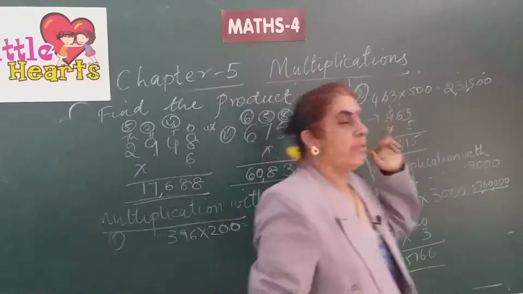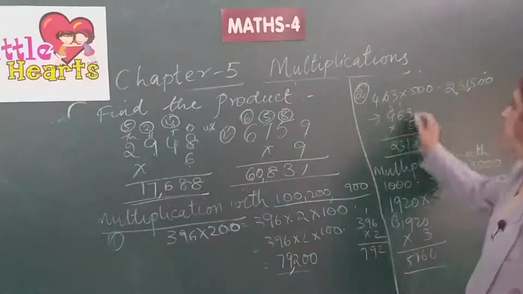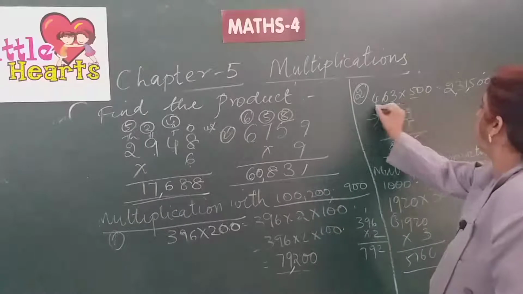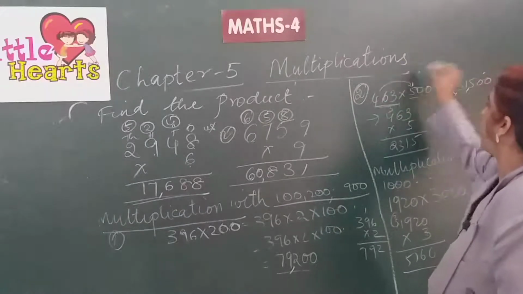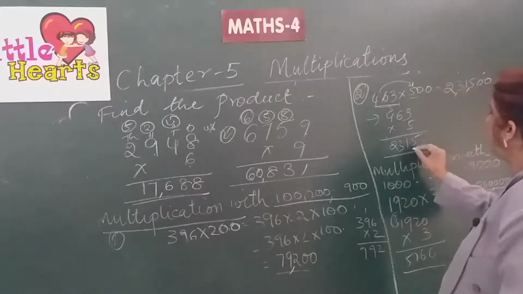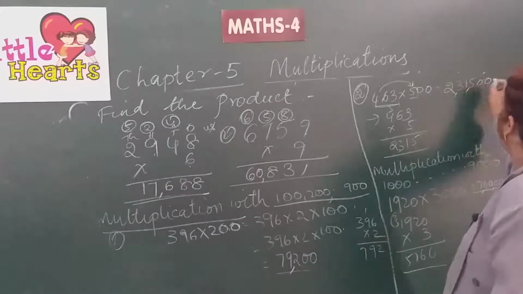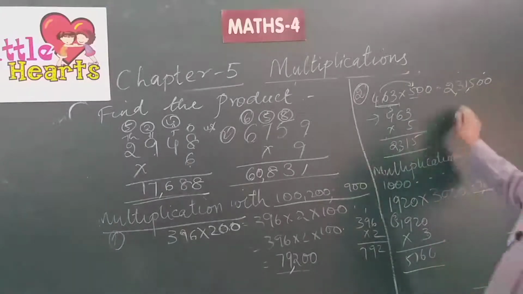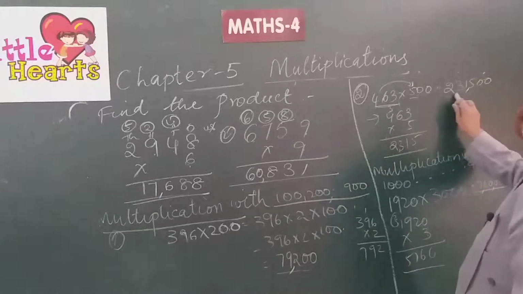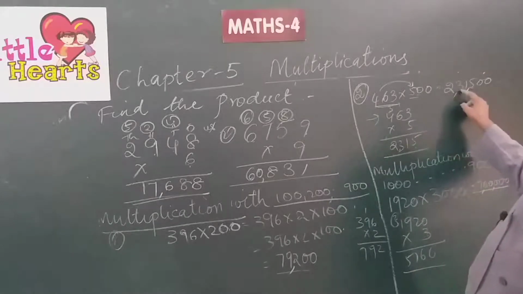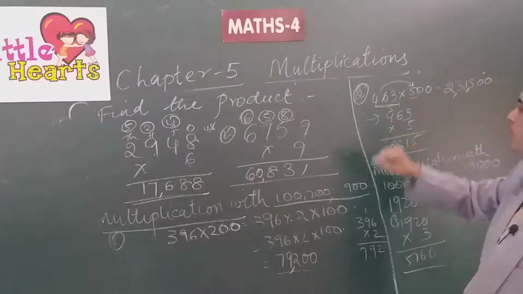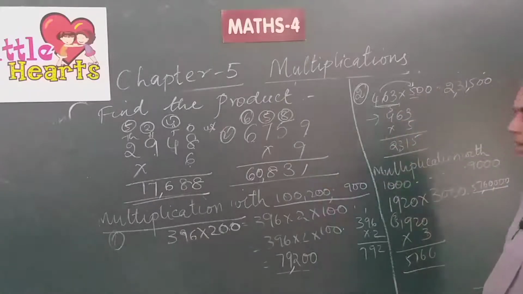Next, 463 into 500. Here also, multiply the numbers first, 463 and 5. 463 into 5 is 2,315, followed by 2 zeros. It's a very simple process. So, 2,31,500 is the product of 463 and 500.